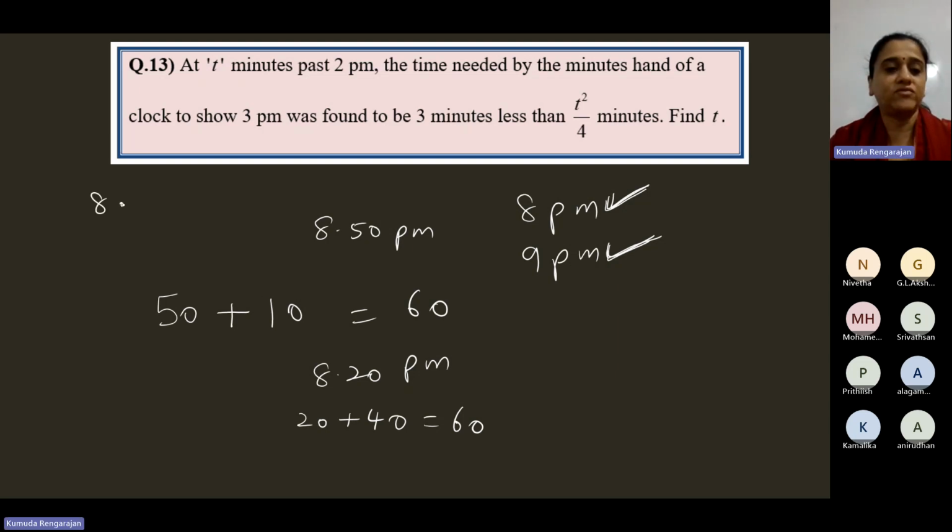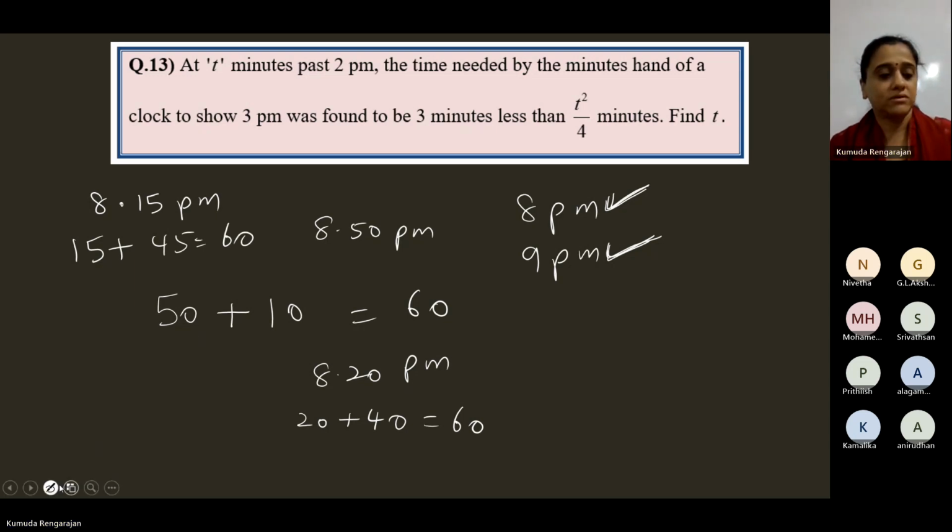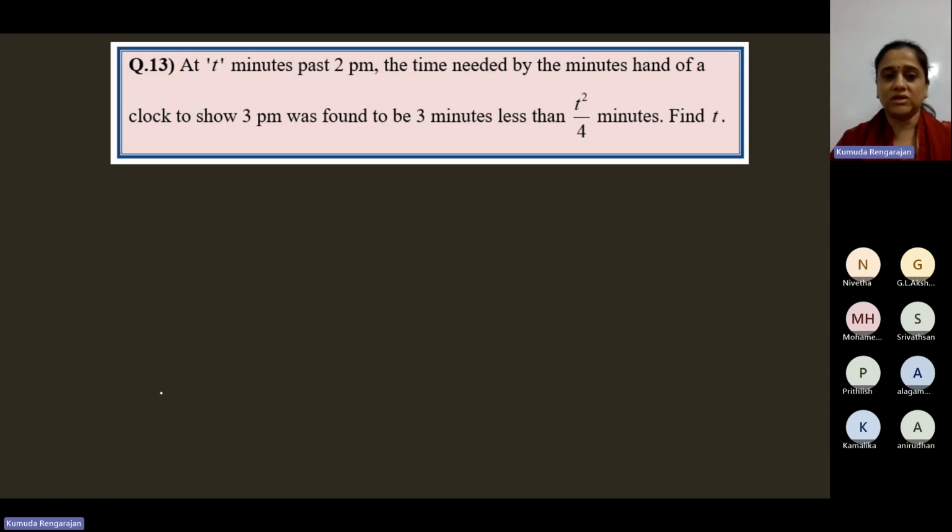Supposing it's 8:15 p.m. With respect to 8, you say it is 15 minutes past 8 p.m. With 9 p.m., you say it's 45 minutes to 9 p.m. So both together make 60 minutes. This is how we construct the equation here.